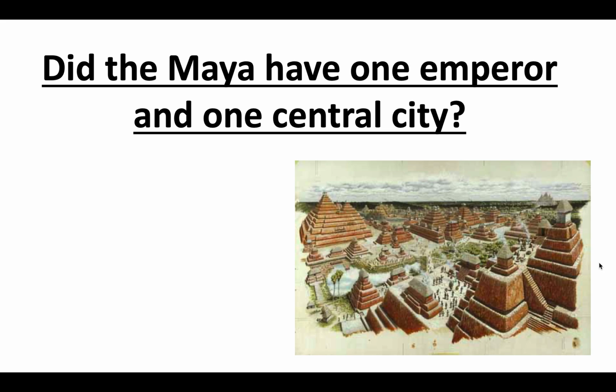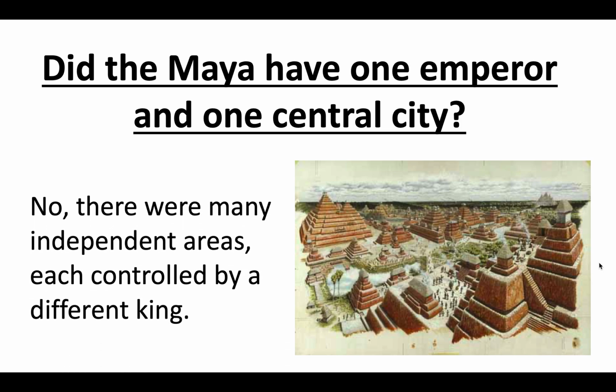Okay, so our first question of the day is, did the Maya have one emperor or one central city? The answer to that is absolutely not. The Mayans did not have one emperor ruling over them and not just one central city. Instead, they had different city-states, different areas, and many independent areas, each ruled by a different king. It's not like one king ruled over all of them. No. Each city-state, each independent area, was ruled by a different king, okay? And just so you know, each area was called a city-state. So take your time to write this down. There were many independent areas, each controlled by a different king.